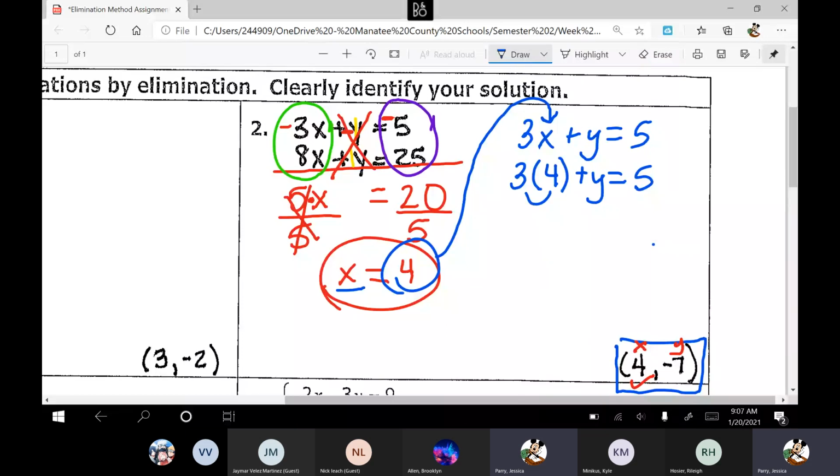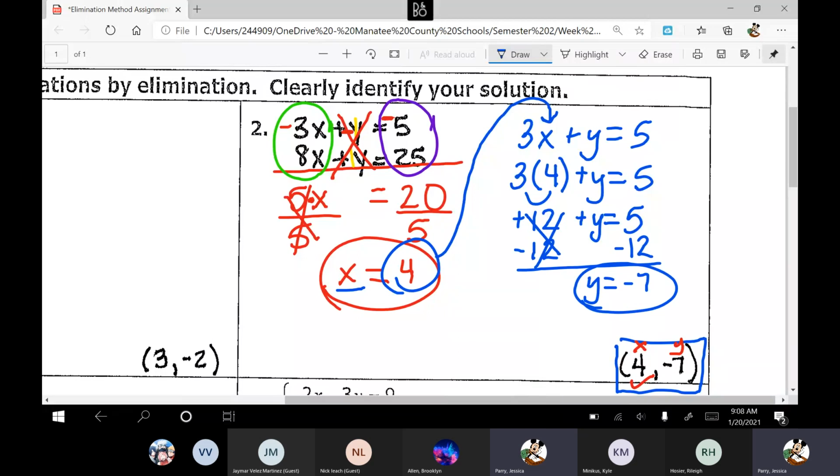Next is our multiplication. The 3 times 4 is 12. Bring down the rest of the equation. Next is adding or subtracting. We need to get rid of that 12. It is a positive 12, so I'm going to do the opposite, minus 12 on both sides. So this cancels out, and then y equals 5 minus 12, which is negative 7.